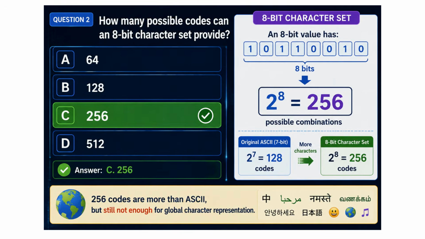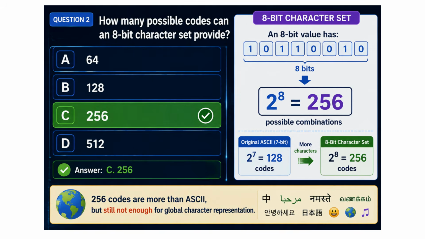Question 2. How many possible codes can an 8-bit character set provide? The correct answer is C. 256. An 8-bit value contains 8 binary digits. Each bit can have one of 2 values, either 0 or 1. So the total number of possible combinations is 2 to the power of 8, which equals 256.